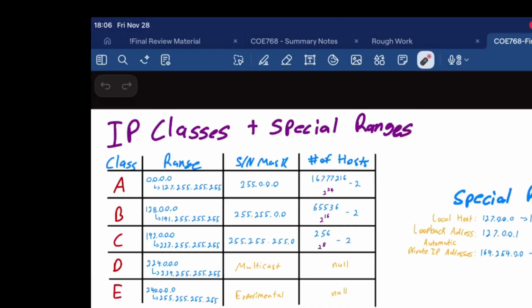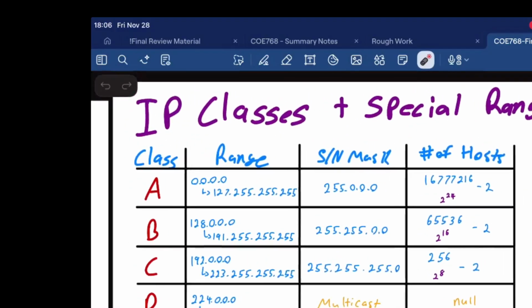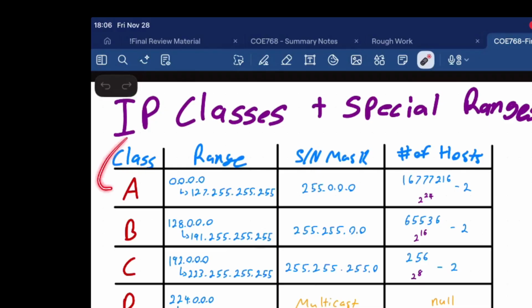Let's get started with one more slide of information. Throughout the lecture, if we refer to anything with these specific terms of classes, it's good to know what each class refers to. Each class refers to what range of IP addresses you are looking at if you're within that class. So class A would be from 0 to 127.255s, and the respective subnet masks are also here.